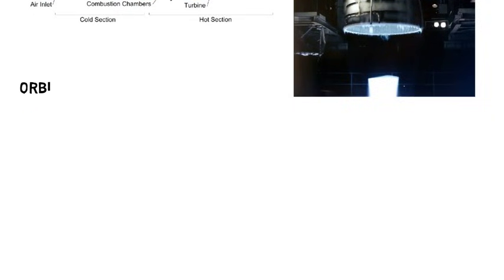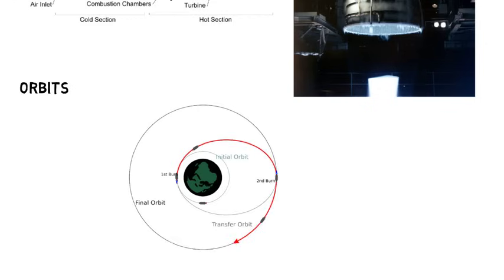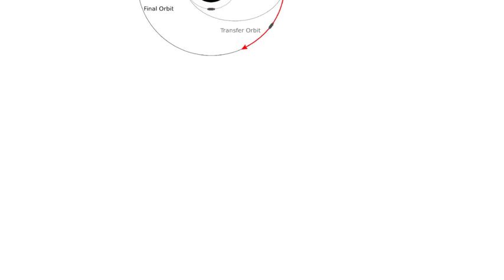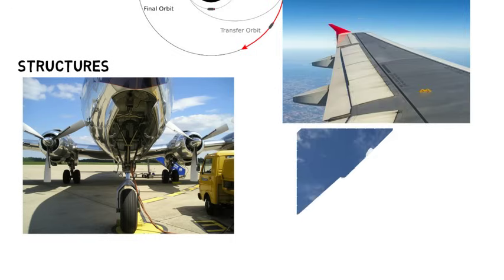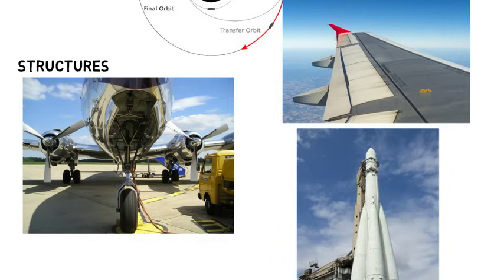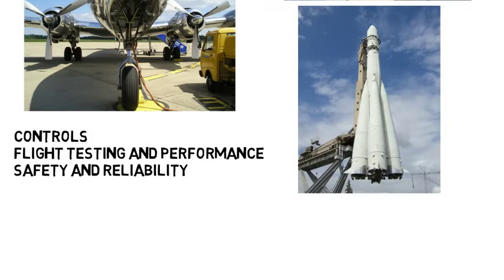You could do orbits as an astronautical engineer and plan the mission, as well as determine the orbits that are needed and how to get the spacecraft to the destination or into orbit properly. They can work on structures, which I said before is about designing the structure of the vehicle so that it can withstand various forces it's subject to. This could be for the landing gear, to the wings, to the passenger cabin, and also various parts of a spacecraft. They could work on controls, flight testing and performance, safety and reliability, and many more things that are specific and needed for an aircraft or spacecraft.